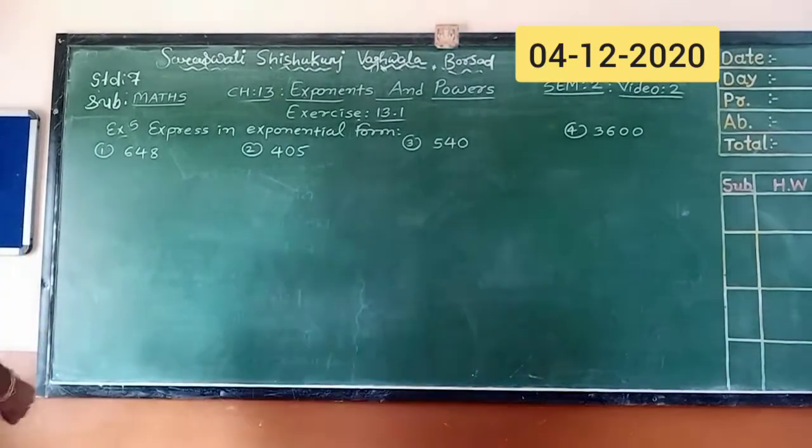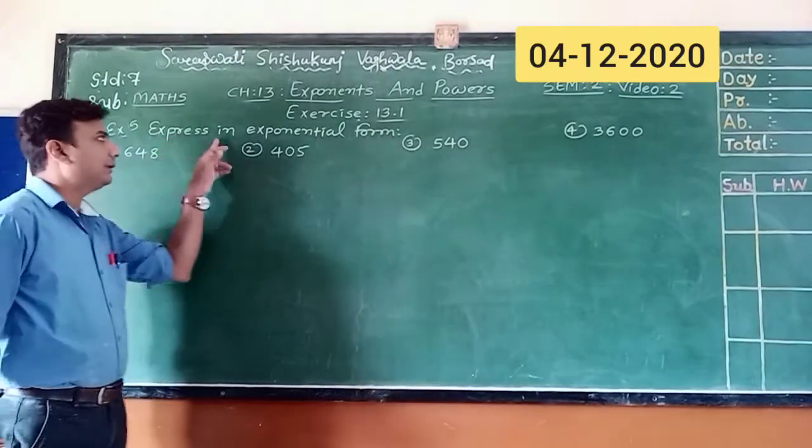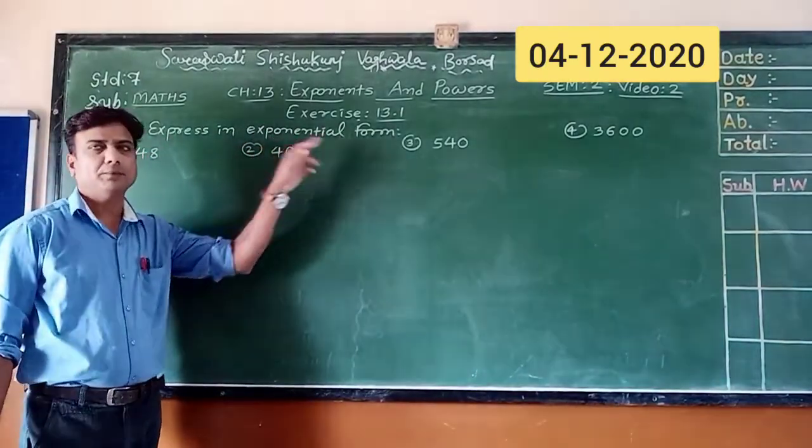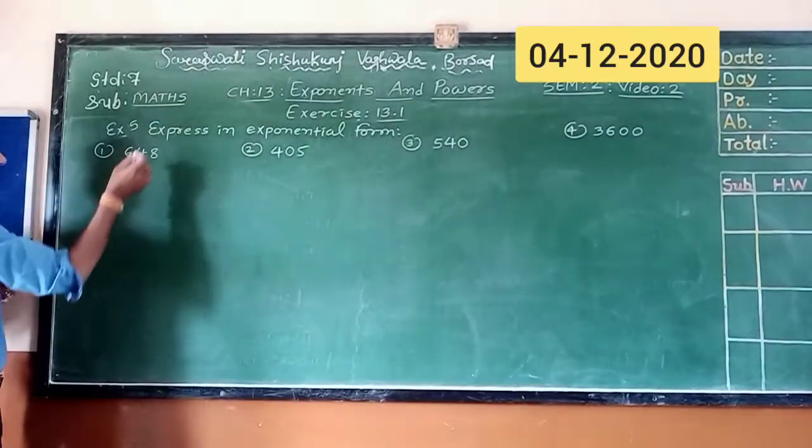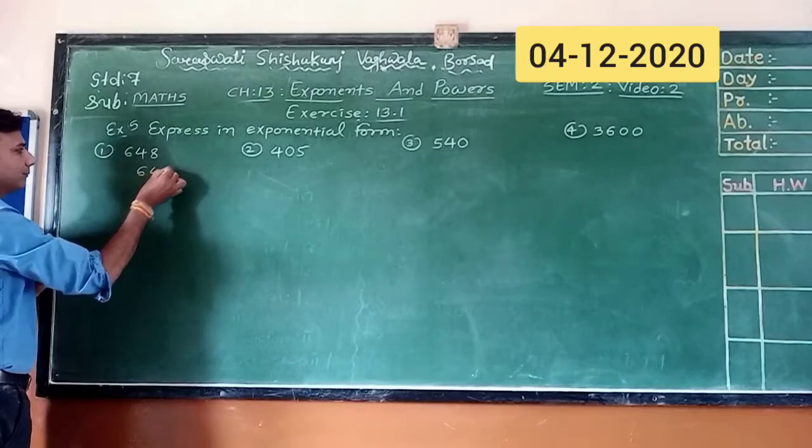Now sum number 5: express 648 in exponential form. First we have to make the factors of 648.